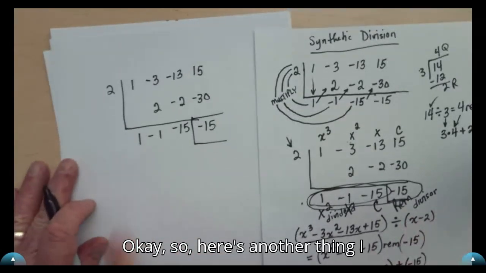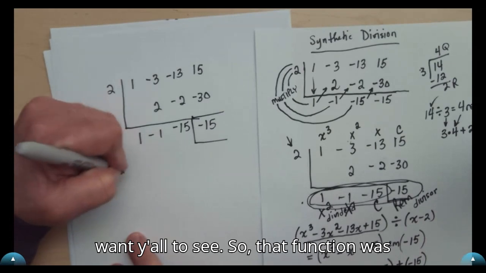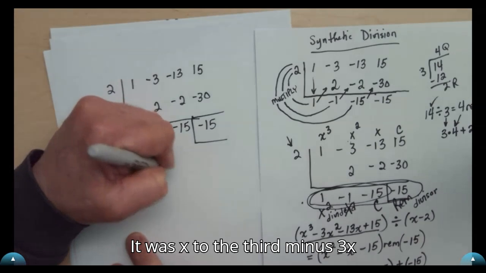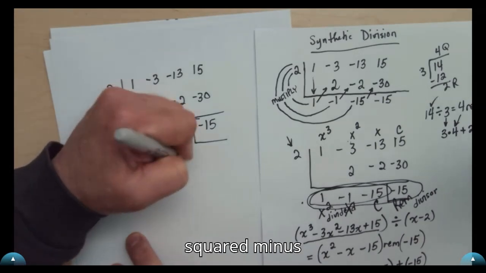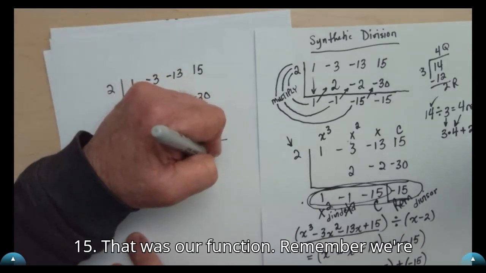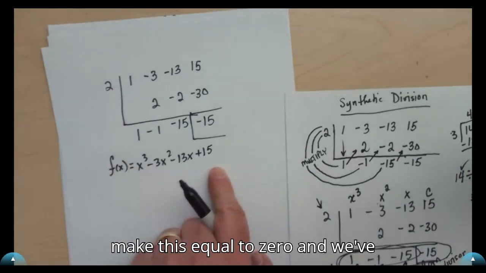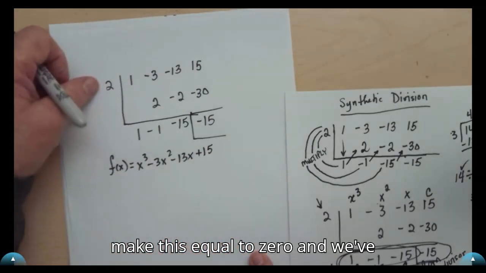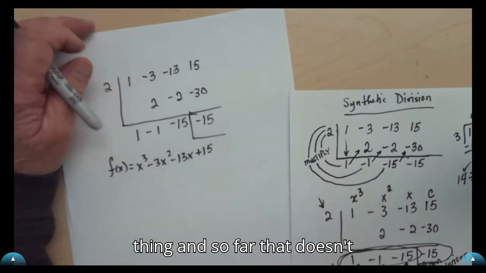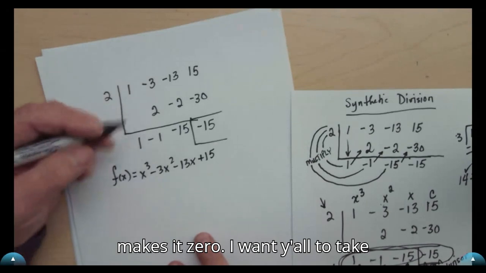Okay, so here's another thing I want y'all to see. That function was x to the third minus 3x squared minus 13x plus 15. That was our function. Remember, we're trying to figure out what values of x make this equal to 0. And we've done this weird little synthetic division thing. And so far, that doesn't seem like that helped us figure out what makes it 0.